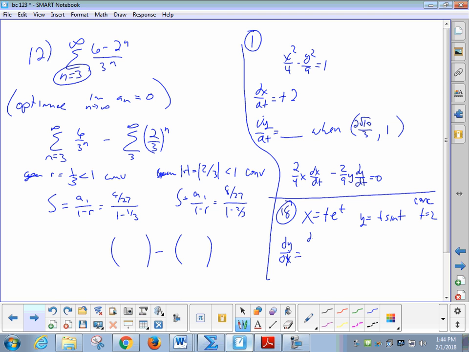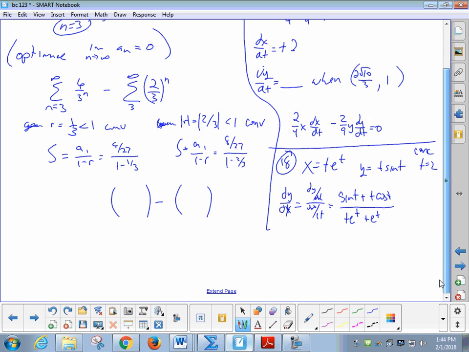Which is sine t plus t cosine t, all over t e to the t plus e to the t. Is that what you said? Yeah. Okay. I would sometimes say clean that up, but no, thank you. So let's take the derivative with respect to time of that, but then divide by dx/dt. That's how we do it. So we have a quotient rule, and then divided by dx/dt.